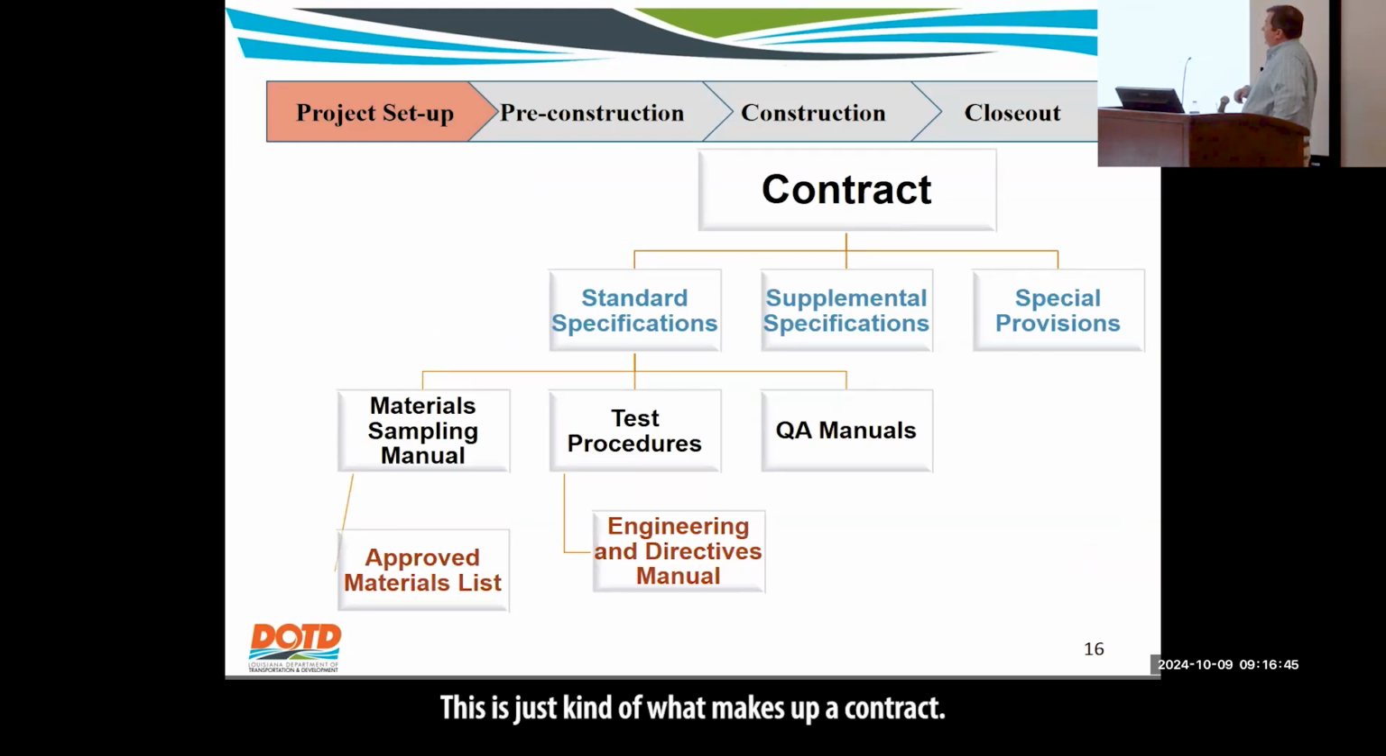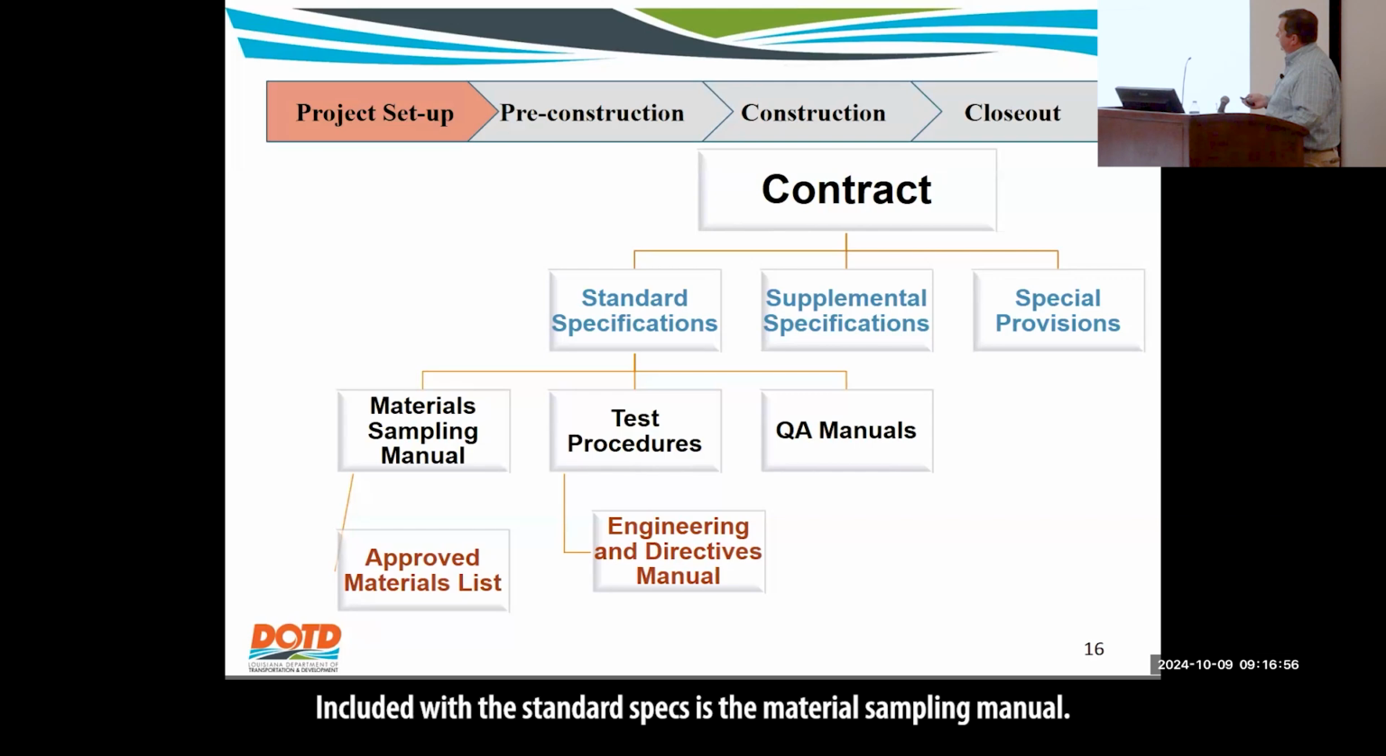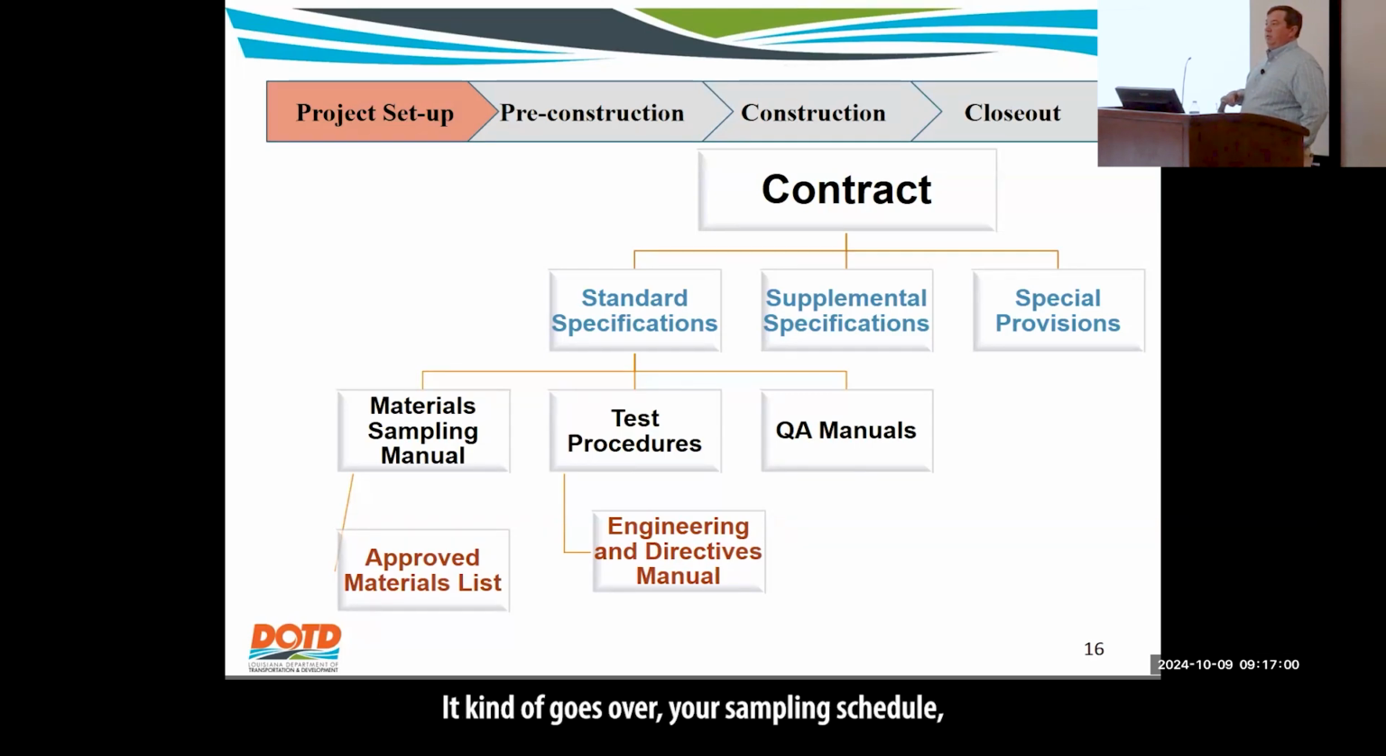This is just kind of what makes up a contract. Again, you've got the standard specs, supplemental specs, special provisions. Included with the standard specs is the material sampling manual. It kind of goes over your sampling schedule, the frequency, all that. So make sure you're aware of all these.